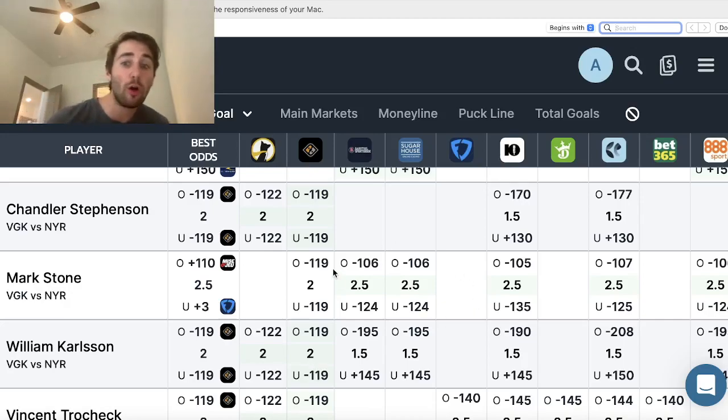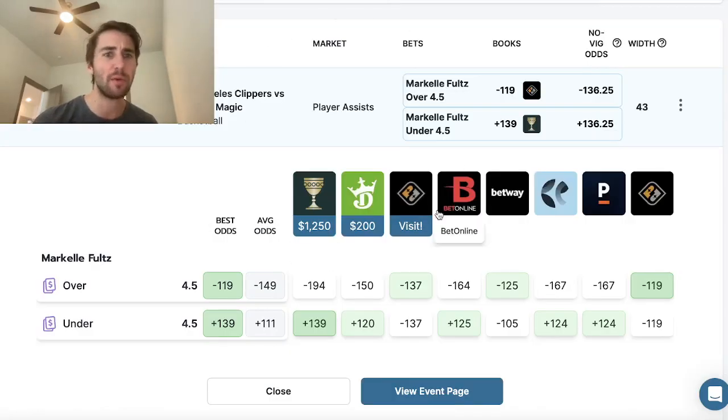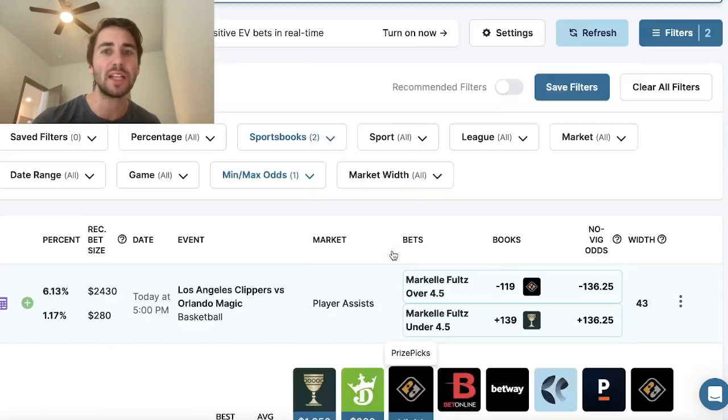But being able to get over 2 at minus 119, when all the sportsbooks have the over 2.5 at minus 106, just 13 cents away, seems like pretty clear value, right? There's not a big jump from 2 to 2.5. So it's clear PrizePicks is just slipping up and their line should be at over-under 2.5. And it's not.